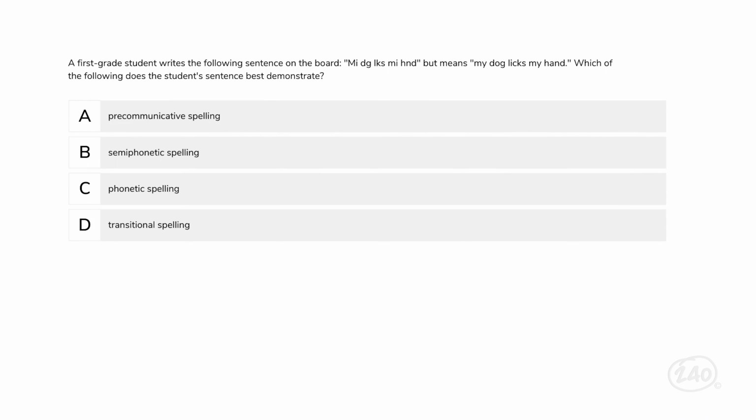Let's check one out. A first grade student writes the following sentence on the board: "My dog licks my hand, but means my dog licks my hand." Which of the following does this student's sentence best demonstrate? Pre-communicative spelling, semi-phonetic spelling, phonetic spelling, transitional spelling.